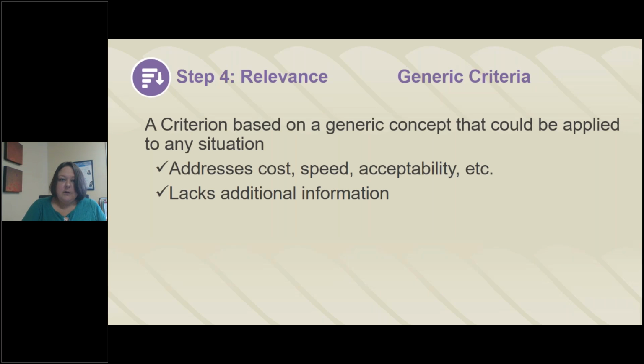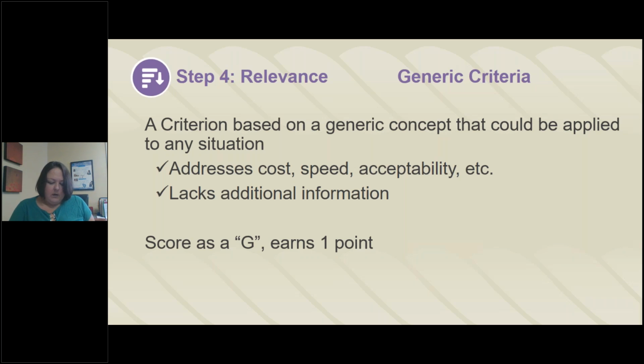Okay, so for generic criteria, it's a criteria based on a generic concept that could be applied to very nearly any situation. Most often it addresses cost, speed, accessibility, and it lacks additional information. One common coaching technique, especially for new teams, is to remember the mnemonic device CARTS or charts, where it's cost and humaneness and acceptance, resources, time, and all of these realistically apply to just about any situation in real life today or in future situations.